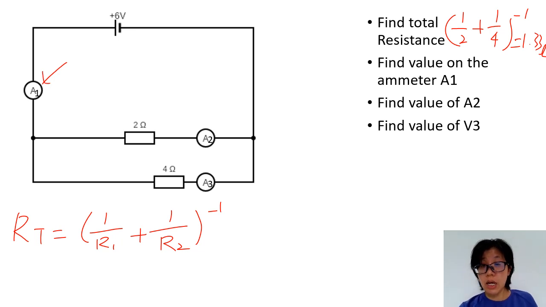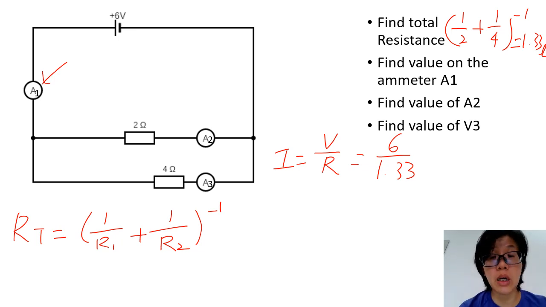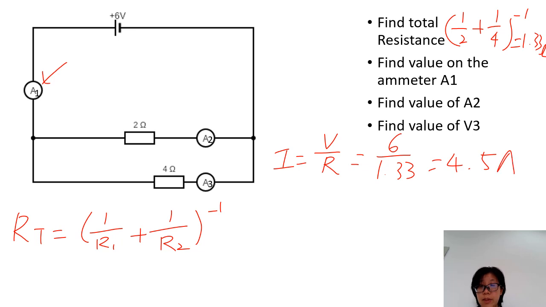Now let's find the value of A1. Like we said just now, I equals V over R. V in this case is 6. For the resistance, because it's the total resistance that we are looking at, 6 divided by 1.333. We got 1.33 from a half plus a quarter, so not a very difficult number. The answer would be 4.5 ampere. So that's the value for A1, 4.5 ampere.